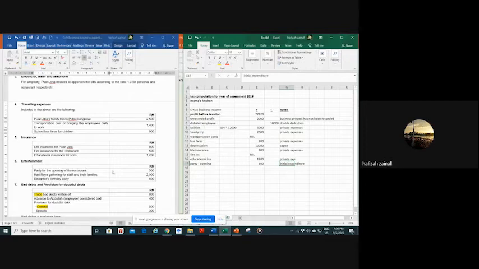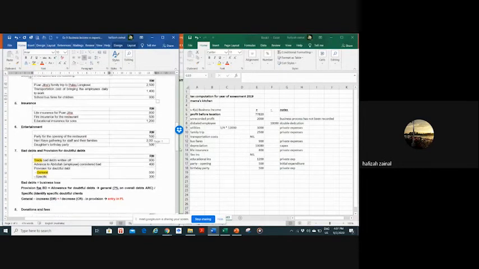Then next one, daughter's birthday party. Of course, this is personal expenses, isn't it? So birthday party will be non-deductible at that 500. So this is actually under private expenses. Okay, so entertainment, please go through because there are specific conditions that you have to take into consideration.